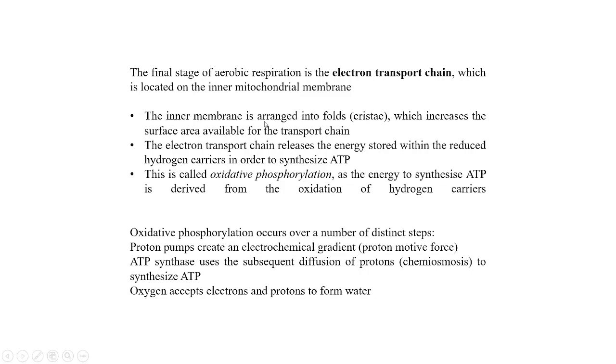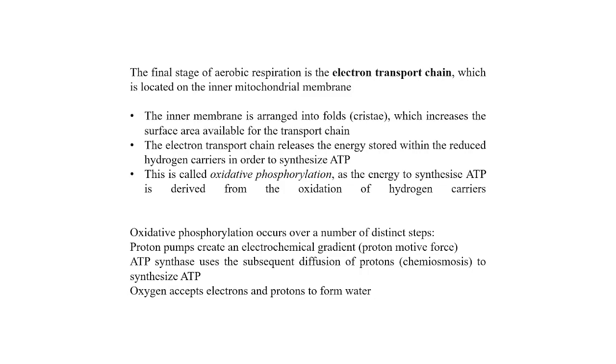So the electron transport chain is located in the inner mitochondrial membrane. If we think about the structure of the mitochondria, the inner mitochondrial membrane is folded into structures called cristae, and these cristae are there to increase the surface area available for the transport chain. This entire ETC, or electron transport chain, releases the energy stored within the reduced hydrogen carriers, and basically the main motive is to synthesize ATP.